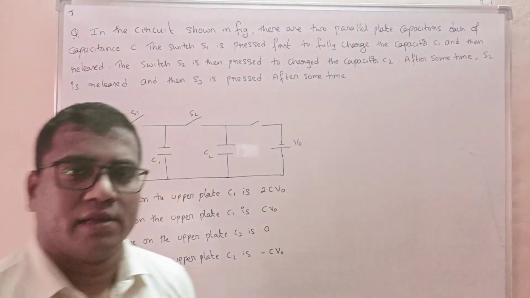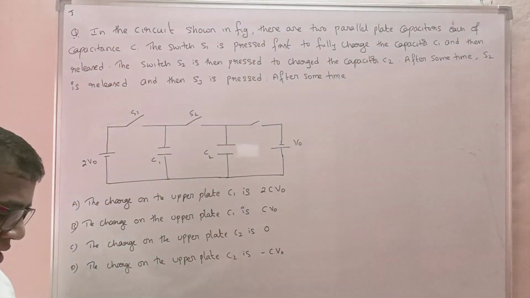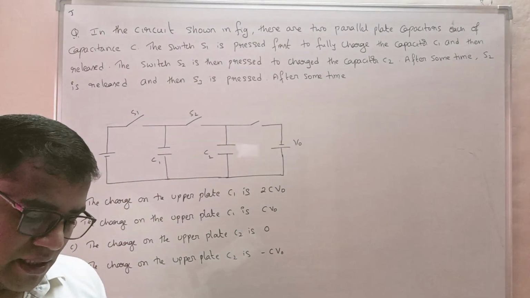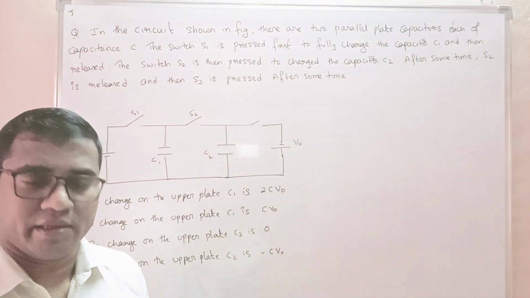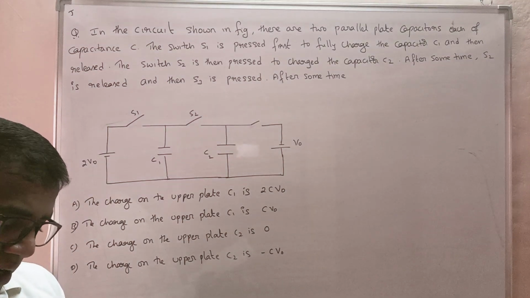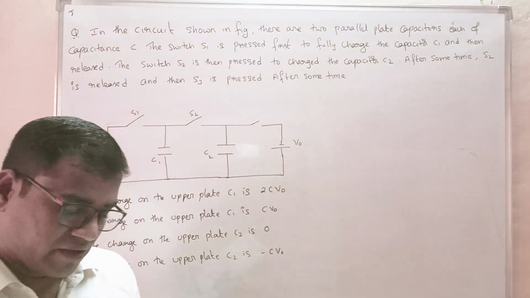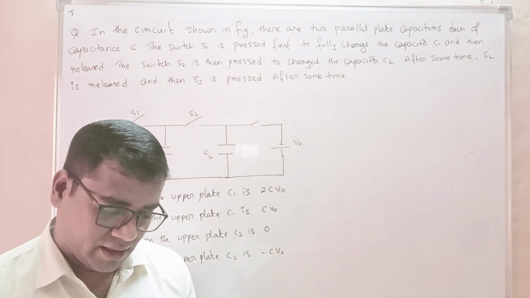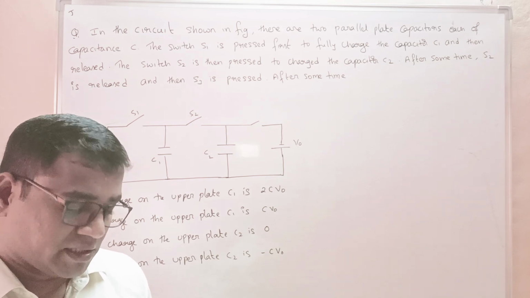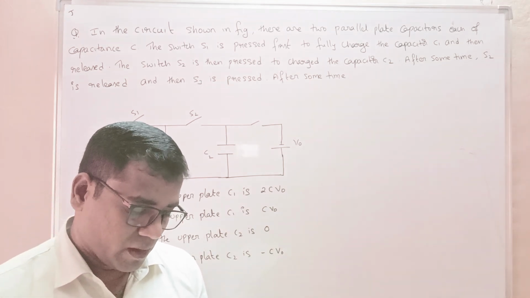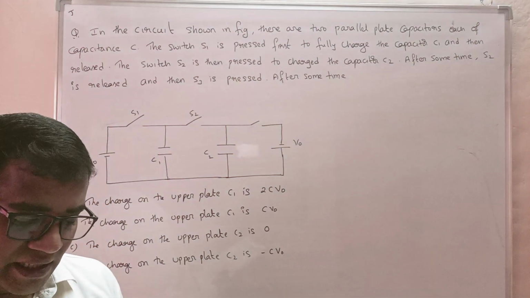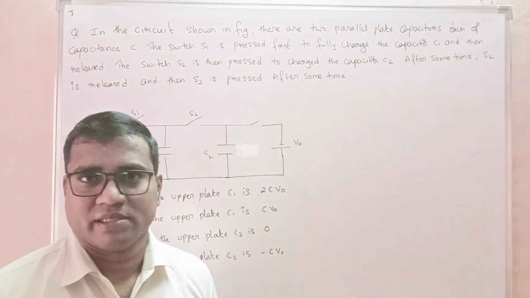Dear students, let's see this question. In the circuit shown in the figure, there are two parallel plate capacitors, each of capacitance C. The switch S1 is pressed first to fully charge the capacitor C1 and then released. The switch S2 is then pressed to charge the capacitor C2. After some time, S2 is released and then S3 is pressed after some time.